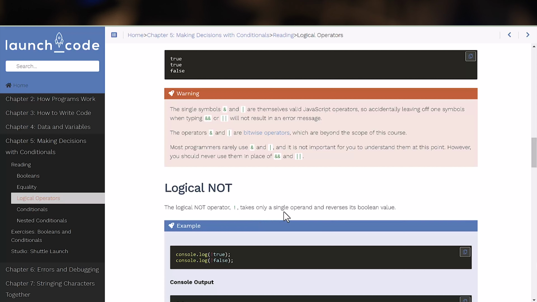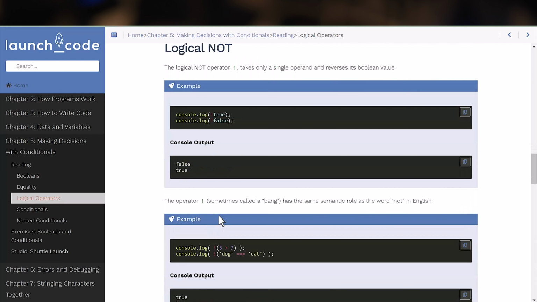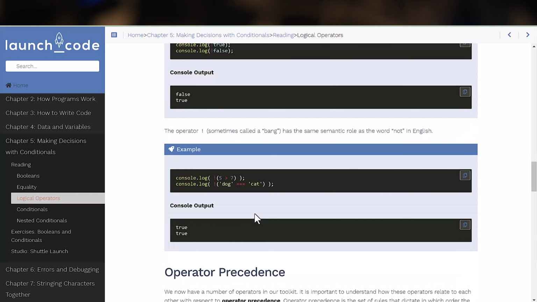And it is not important for you to understand them at this point. However, you should never use them in place of double ampersands and double pipes, which is ORs, okay? Logical not. The logical not operator, which is the exclamation point, takes only a single operand and reverses, that's why I was saying reverse, its Boolean value.